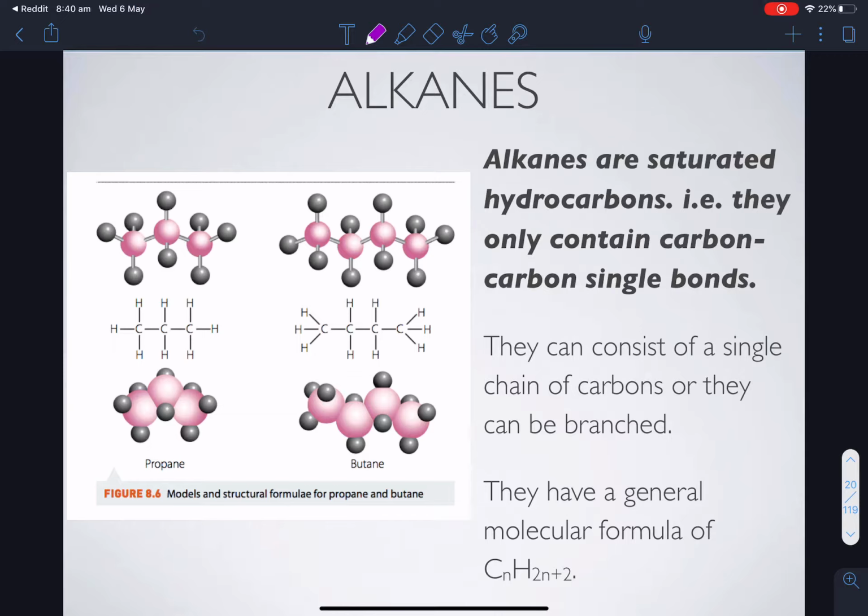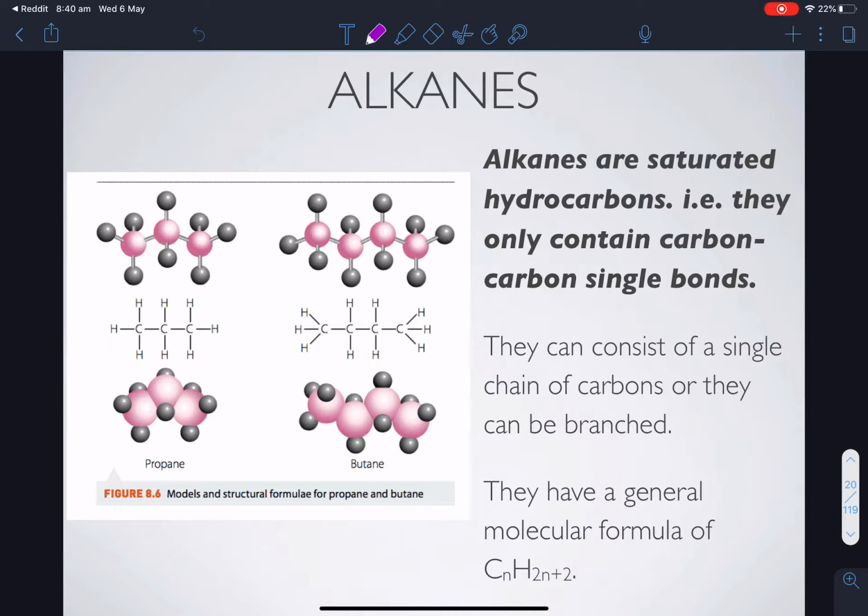So remember that hydrocarbons were molecules that just contain carbon and hydrogen. Alkanes are a smaller part of that. So alkanes are hydrocarbons, but they have some extra criteria to fit that. So here we go in bold. Alkanes are saturated hydrocarbons. Now remember the definition of that: they only contain carbon-to-carbon single bonds.